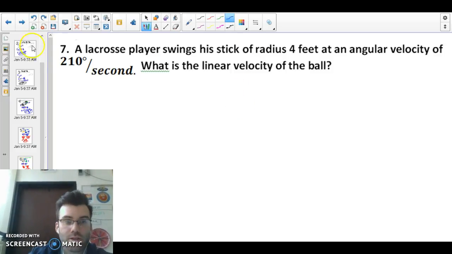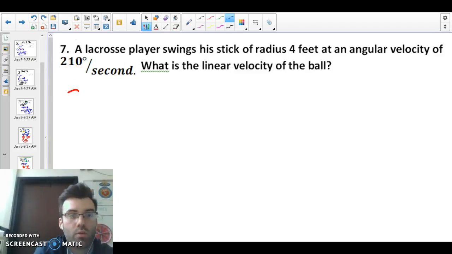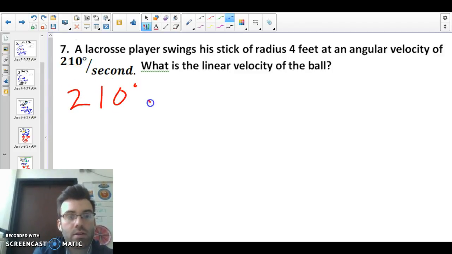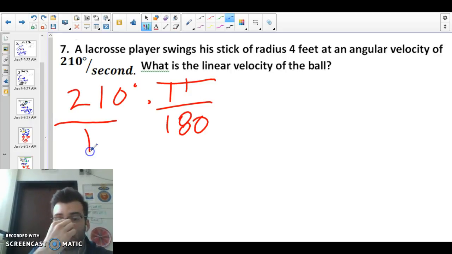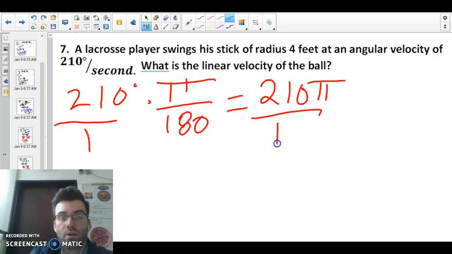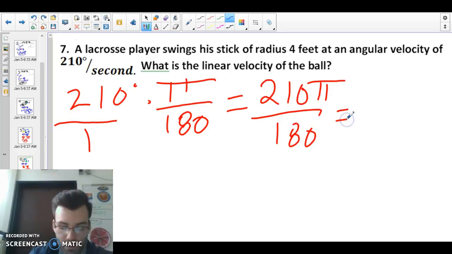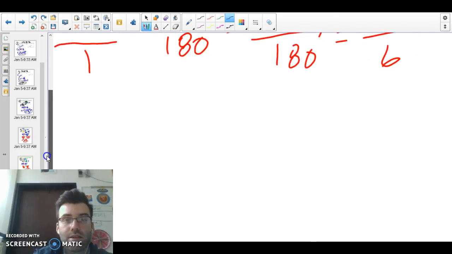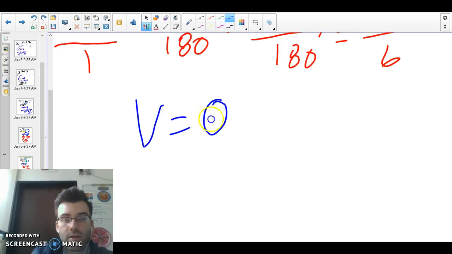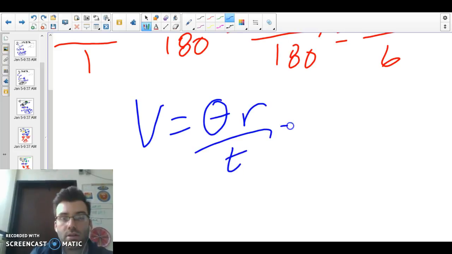When I see a question like this and it has degrees in it, I immediately want to change that angle from degrees to radians by multiplying by pi over 180. If you're solving linear velocity and you see something like this, immediately change it from degrees to radians. So if I simplify 210 pi over 180, that's 7 pi over 6. So I have a radius and an angle, and I want to find the linear velocity. So I need to use V equals theta times R over T.